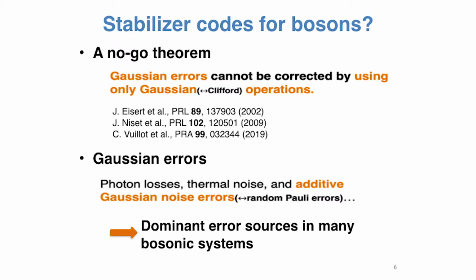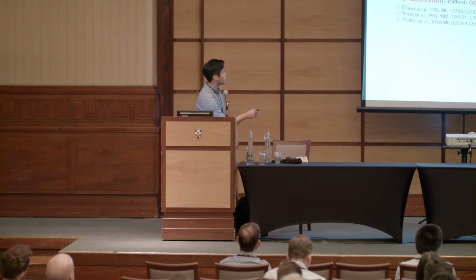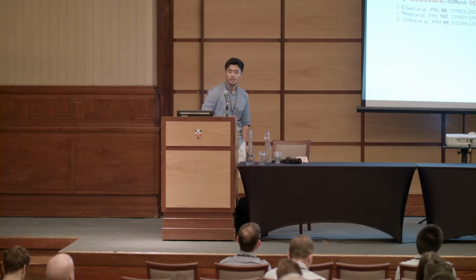Unfortunately, that's the situation which the bosonic QEC community is facing every single day. So it turns out in the bosonic case, we have Gaussian errors, as we will see, which include kind of random Pauli error. And it turns out that if we only use Gaussian operations, which directly translate into Clifford operations, we cannot correct the Gaussian errors.